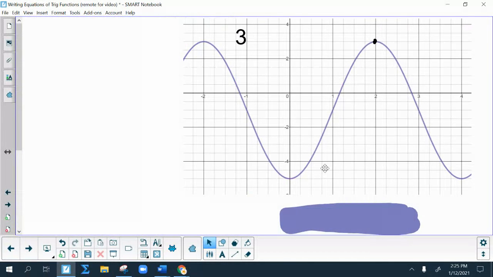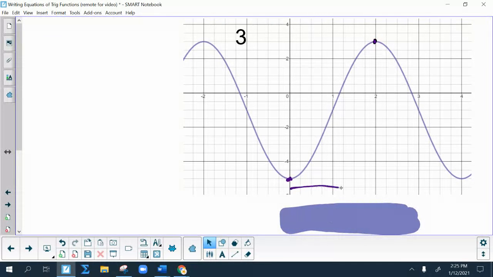All right, next one. This one, I didn't put points on there for you, sorry. But I do notice when I look at this that this looks like an upside down cosine that's starting on the y-axis. So when that happens, I really like to make a cosine curve out of it. So here is my starting point.